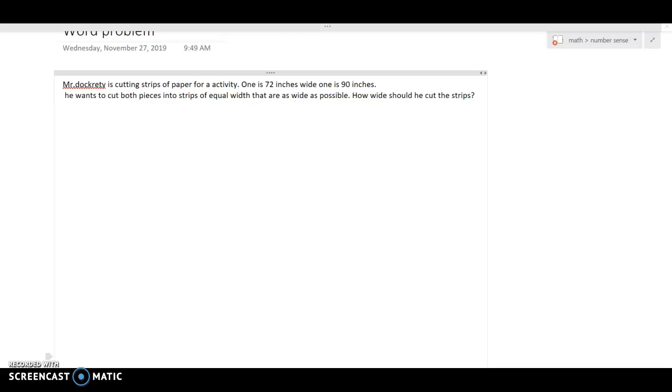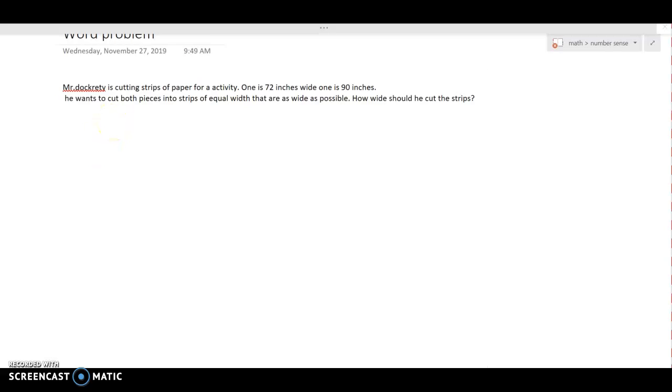So first, let's write down our numbers. 72 and 90. So now let's make a factor tree. What can you times to get 90? So you can do 10 times 9.